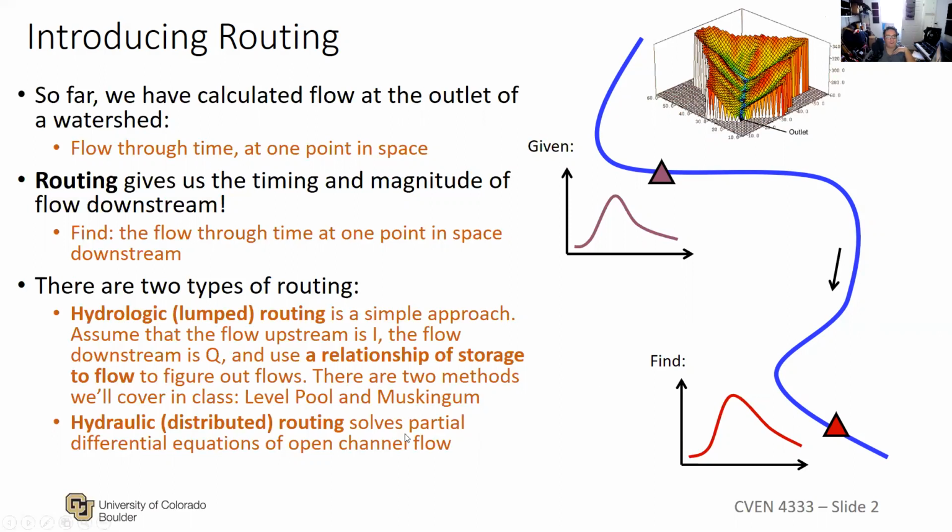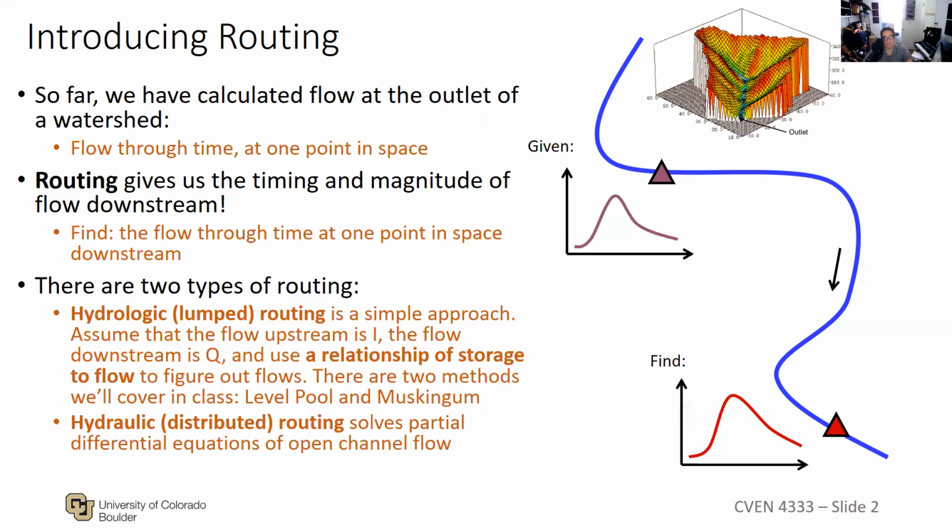I'll start with the second one first. If you solved the equations of open channel flow, the river model, a HEC-RAS model, or what have you, you'd be able to tell me not only what is going on downstream, but also what's going on at all different points along the river. This is distributed because it is explicitly given in space. Overall, this is a really good way to do this kind of calculation.